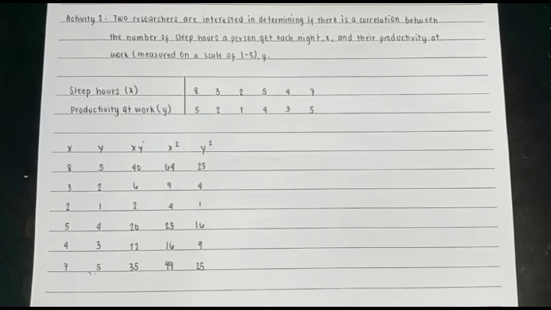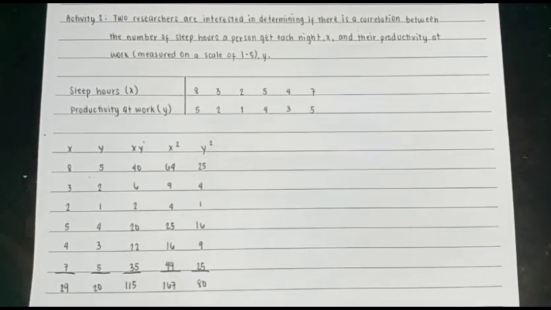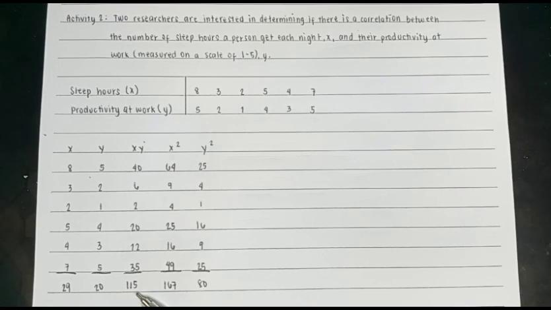Let's start sa x. To get the sum, ipag-a-add lang natin ang mga values nito. So, ayan, nakuha na natin ang sum ng each column. Therefore, the sum of our x is 29, and the sum of our y is 20, and the sum of our xy is 115, and for our x squared is 167, and lastly, for our y squared is 80.